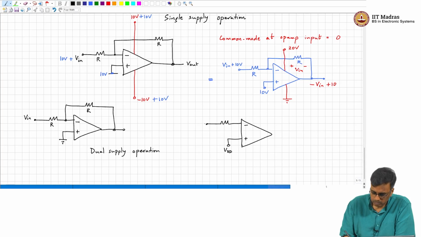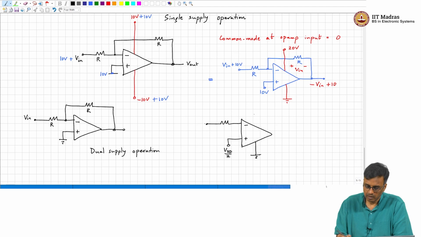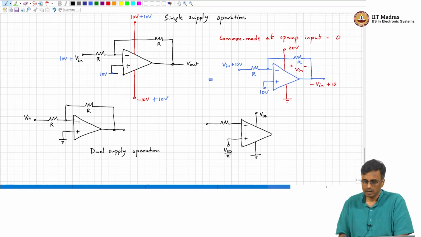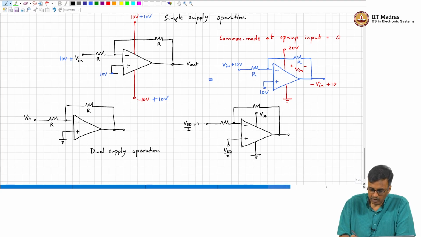VDD by 2, and this becomes ground, this becomes whatever VDD, all right, and this input must be riding on VDD by 2 plus Vin, and this is say R, and that is R, and the output will be VDD by 2 plus V2 by 2 minus V.